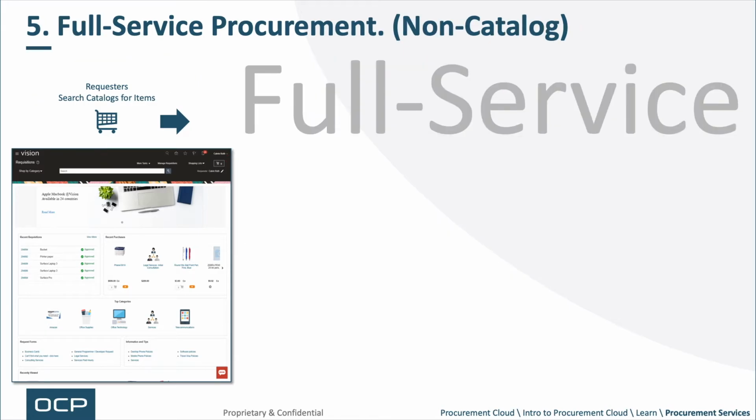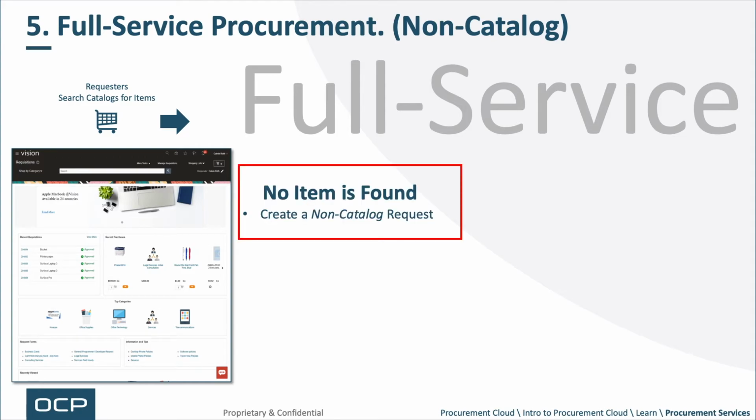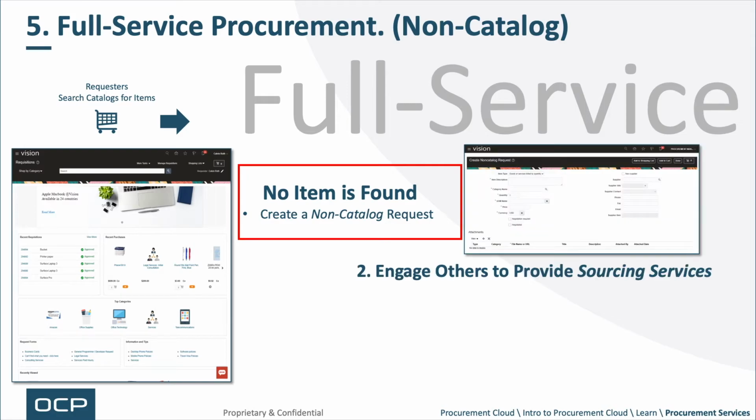Next up, full service. So now let's go back to our example. Our requesters search catalogs for items. And unlike Amazon, where you must find everything in, let's say, a catalog, in corporate purchasing or large organizational purchasing, you may not find anything. So what do you do when no items found? Well, you create a non-catalog request, and that non-catalog request engages others to provide sourcing services, hence the full service approach.